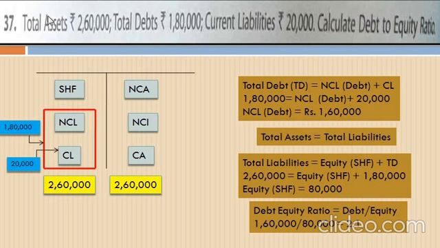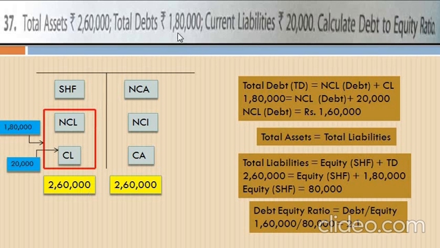The first item given in this question is total assets, which is equal to 2,60,000. Total assets means sum of NCA plus NCI plus CA. Hence, I have mentioned here 2,60,000. Since this is a balance sheet, total assets are always equal to total liabilities. So, the sum of shareholders fund plus non-current liability plus current liability will also come equal to 2,60,000.